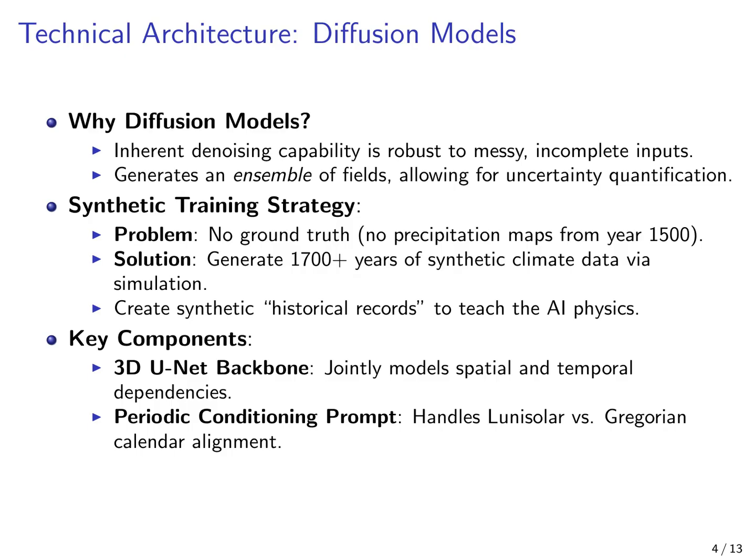Plus, and this is critical for any scientific application, they're generative. You don't just get one answer, you get a whole ensemble of possible climate fields. That's absolutely perfect for quantifying your uncertainty. Now, this next part, I think, is the most clever bit of the whole paper. They have a classic no ground truths problem, right? There's no historical data set that pairs a scribe wrote about a flood with an actual quantitative precipitation map from the year 1500. So what do they do?